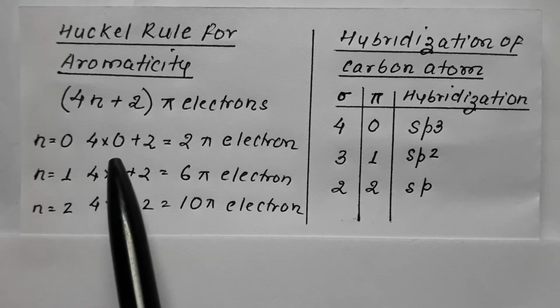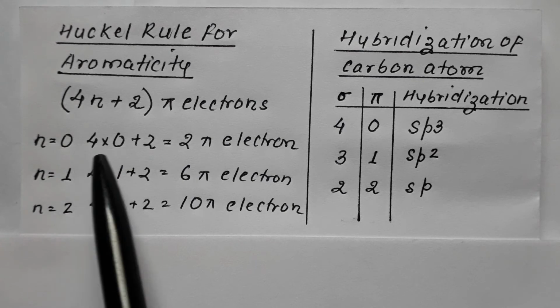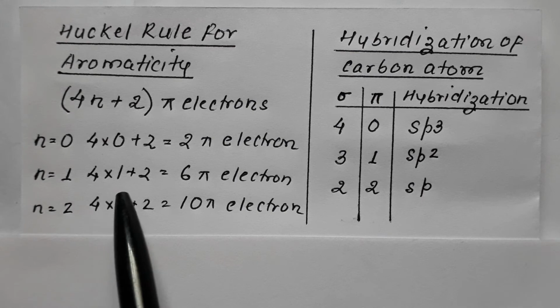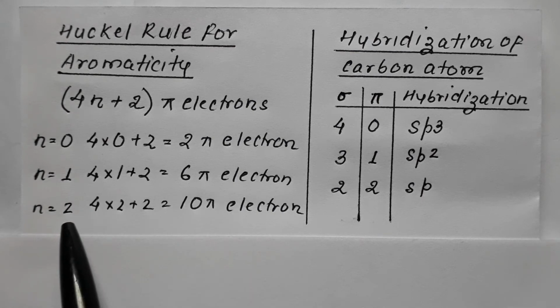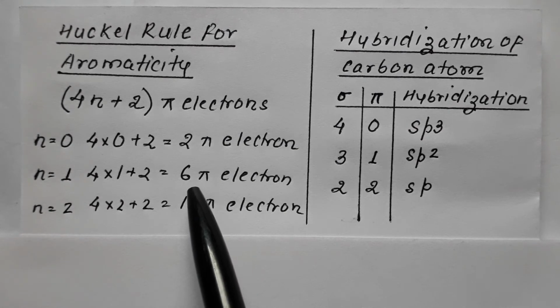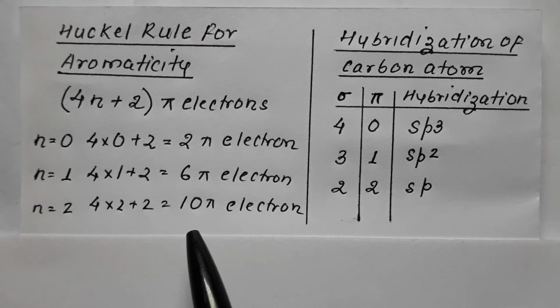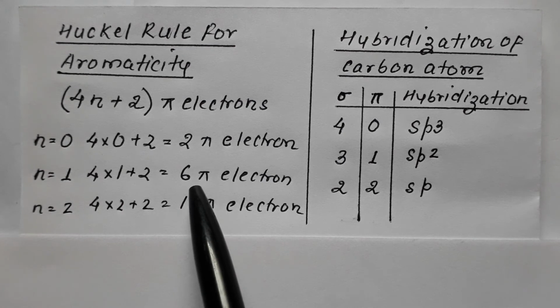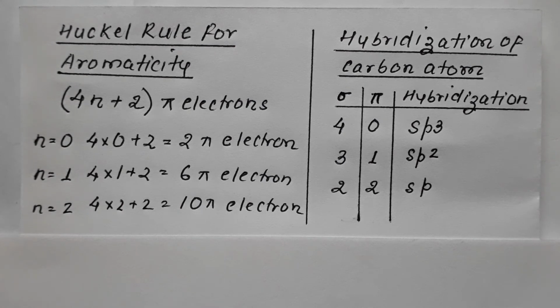If the value of n is 0, 4 into 0 plus 2, that is 2 pi electrons. If n is 1, 4 into 1 plus 2, 6 pi electrons. If n is 2, 4 into 2 plus 2, that is 10 pi electrons. So any molecule which is cyclic and contains 2, 6, 10 pi electrons and so on is termed as aromatic according to Huckel. This is one piece of information.